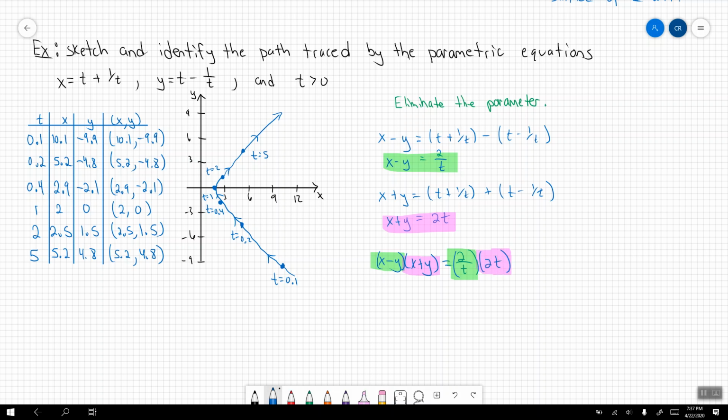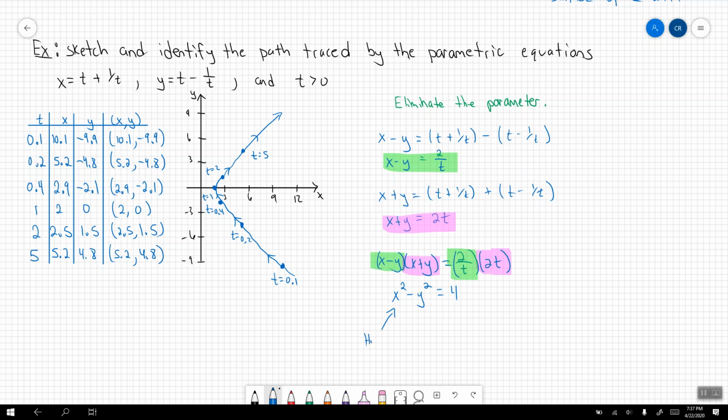Awesome. Now, on the left-hand side of this equation, this is just the difference of squares, which means this is just x squared minus y squared. Look at the right-hand side now. What happens with those t values? Yeah, they go away, which means we're left with this equation: x squared minus y squared is equal to 4. What is that the equation of?